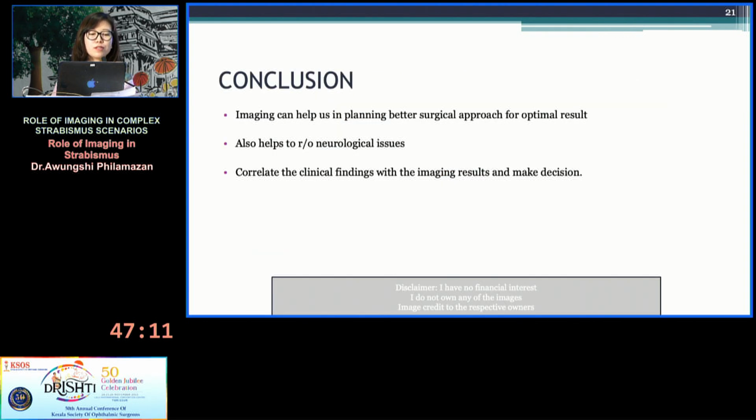In conclusion, we can use imaging to help us better plan our surgical approach for optimal results, and it also helps to rule out neurological issues which may be life-saving for the patient. So our main aim is to correlate our clinical findings with the imaging results and make a decision.